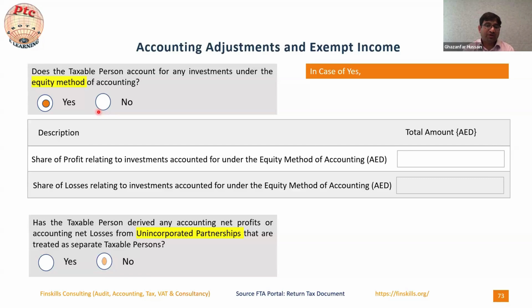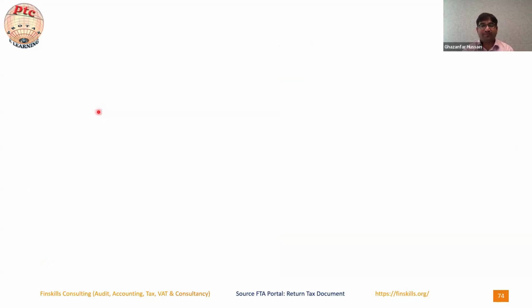Unincorporated partnership. We have already seen the unincorporated partnership, why we need it and where we need it. We already understand it comprehensively, but in the return, if we opt in the beginning, yes, you are part of an unincorporated partnership, then here it will ask for further information. But if you opt for no, the additional questionnaire will not open.